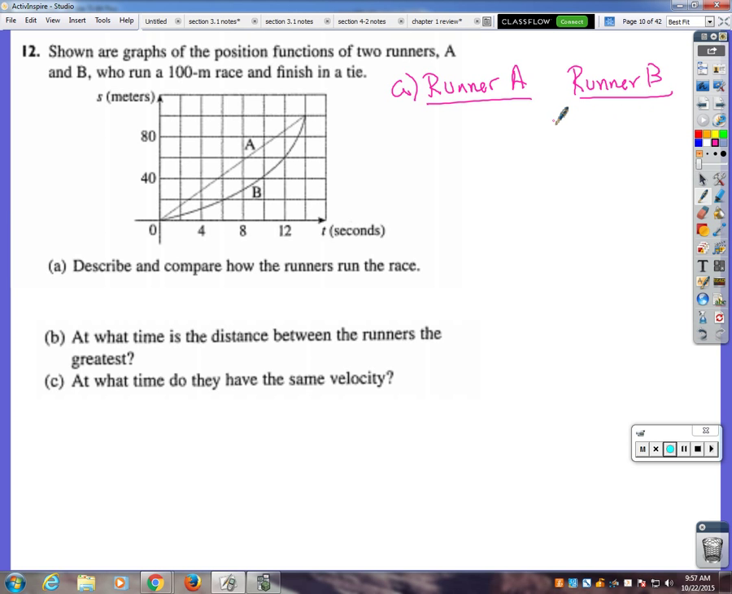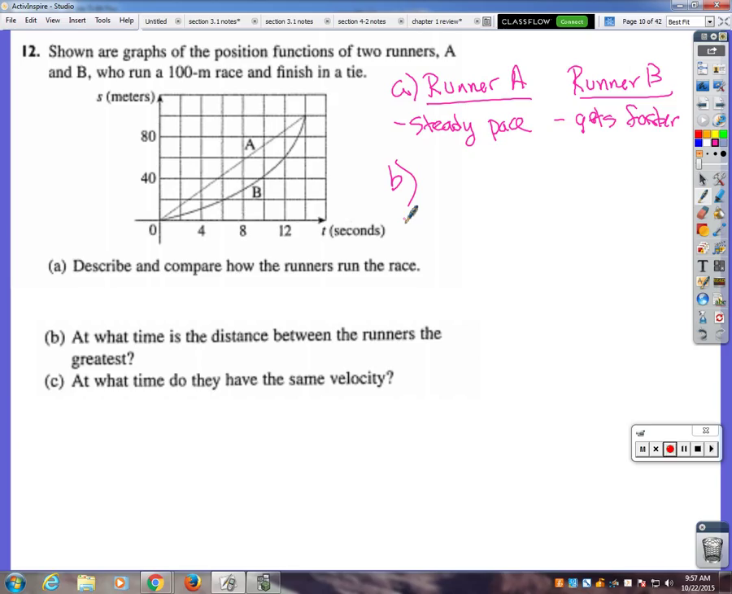Runner B, Cameron says, gets faster. Because what Cameron is recognizing is that the slope of this curve is going to be their velocity. The slope here is relatively flat, and then it gets steeper and steeper as they continue to run. They start off pretty slow. What's going on with runner A? Steady pace. Runner A is running at a steady pace, because it's a linear thing.